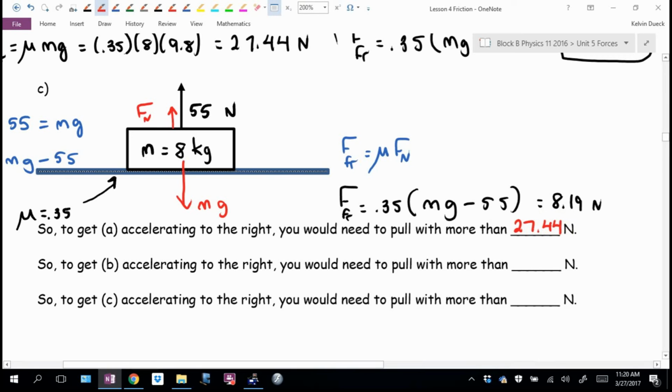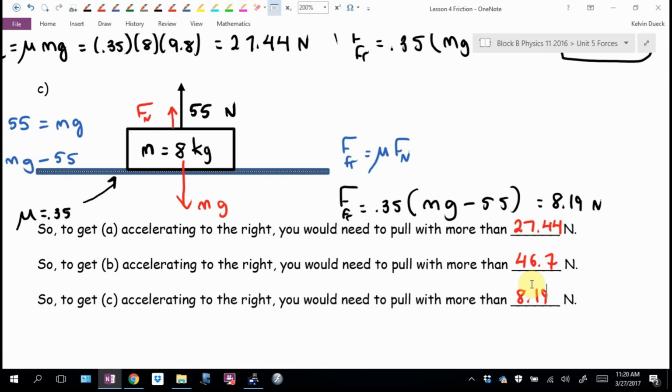To get diagram B accelerating to the right, you would need to pull with more than how many newtons? 46.7. And to get diagram C accelerating to the right, you would need to pull with more than how many newtons? 8.19. Okay? This takes care of all of the ways I can think that friction behaves.